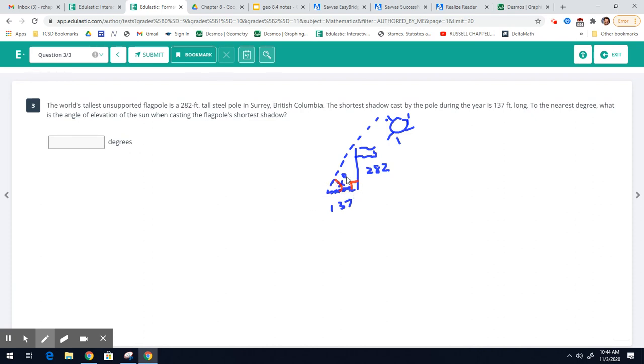So if x is my angle, 282 is the opposite. They do not give me the hypotenuse, but they do give me the adjacent. It's 137. And which involves opposite and adjacent? That is TOA for tangent. Now, again, we're finding an angle measure. So we're using inverse tangent. So x equals the inverse tangent of, and it is still opposite over adjacent. And now we're going to plug this in, and we'll get our angle right away, round to the nearest degree, so no decimals.